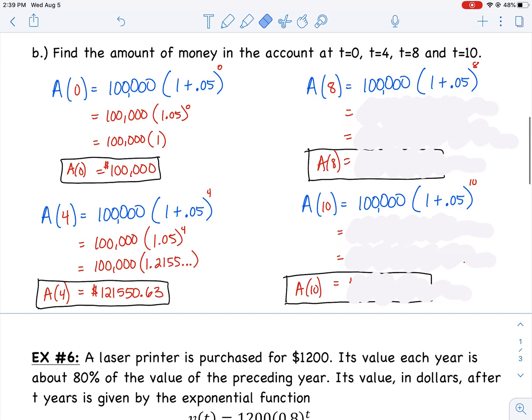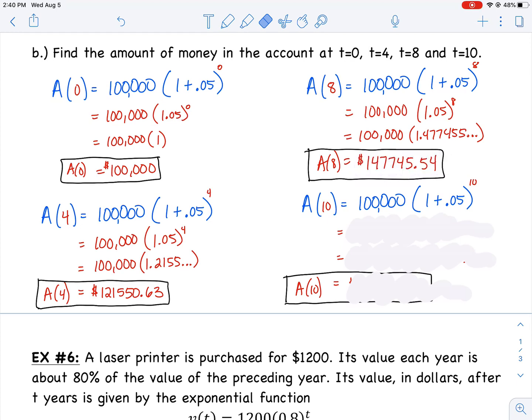What if I left it in there for 8 years or even 10 years? If I was patient enough to leave my money in there for 8 years or 10 years, how much money will I have after the end of 8 years or even 10 years? Why don't you plug in an 8 for T, plug in a 10 for T, and see if you can figure out how much money we're going to have in the account after both of those times. After 8 years, I ended up having $147,745.54.